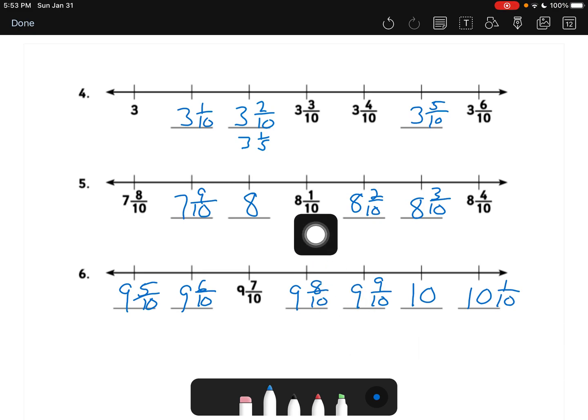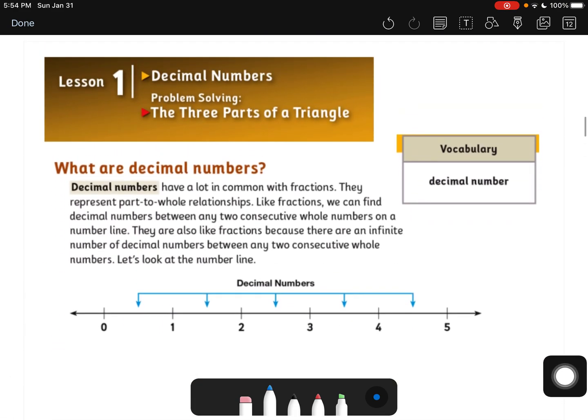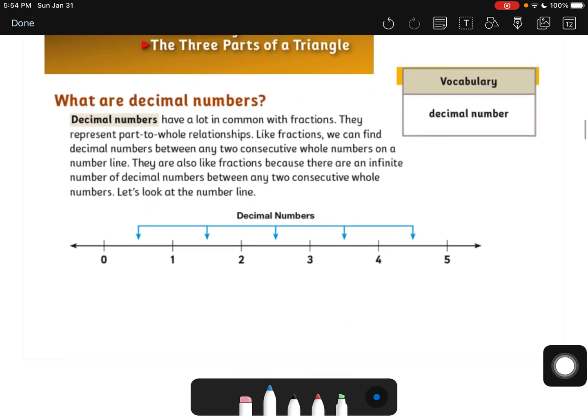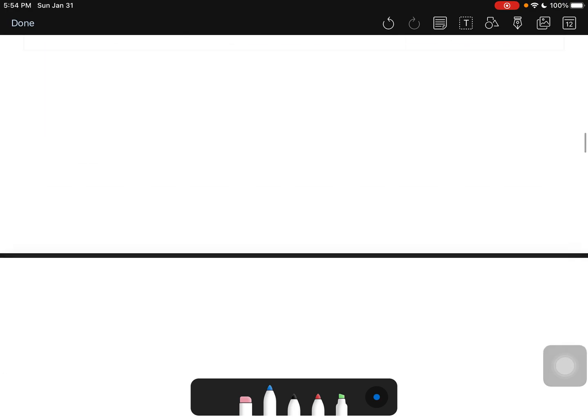Okay, so start from your given. It appears we're counting by tenths, so you can just start counting forward. If we're in the middle, we could count backwards to get these two, and so on. Okay, so decimal numbers, that's what we're looking at now. And decimal numbers, just like fractions, lie between the whole numbers. It's just another way to represent fractions.